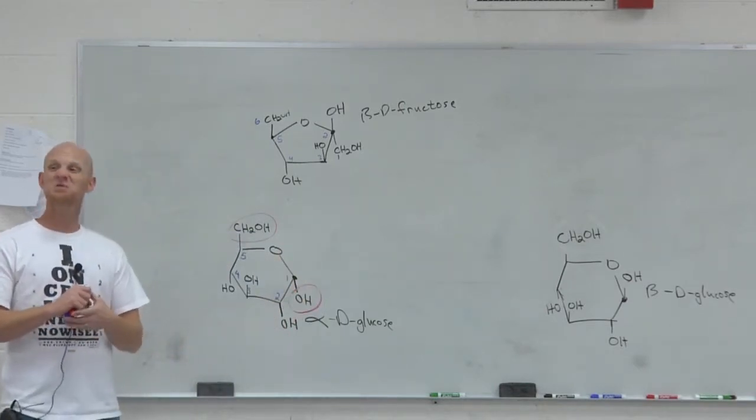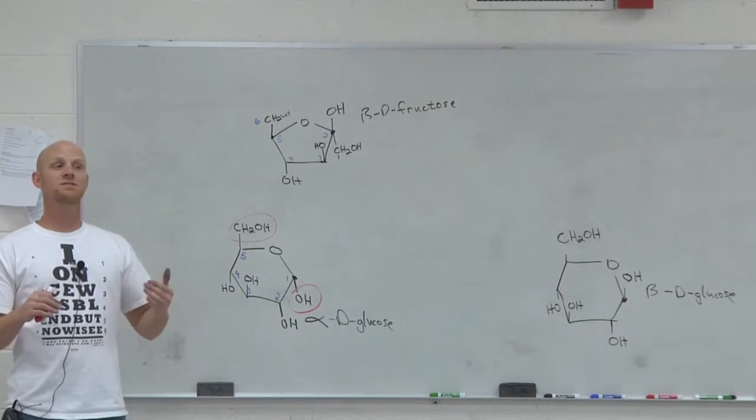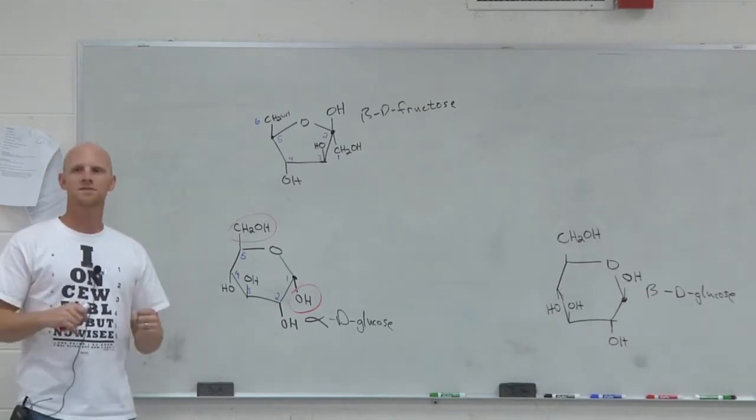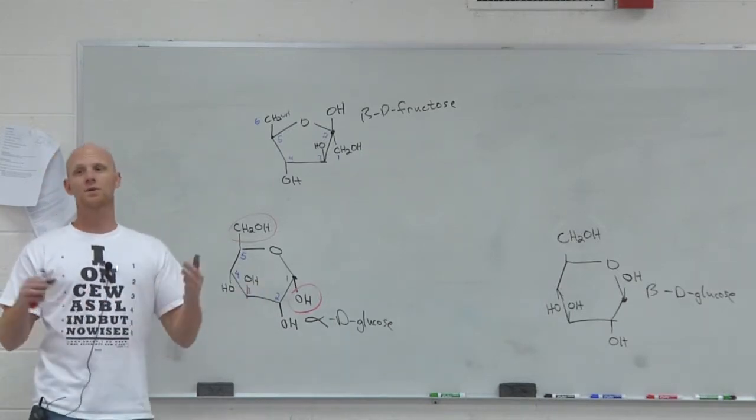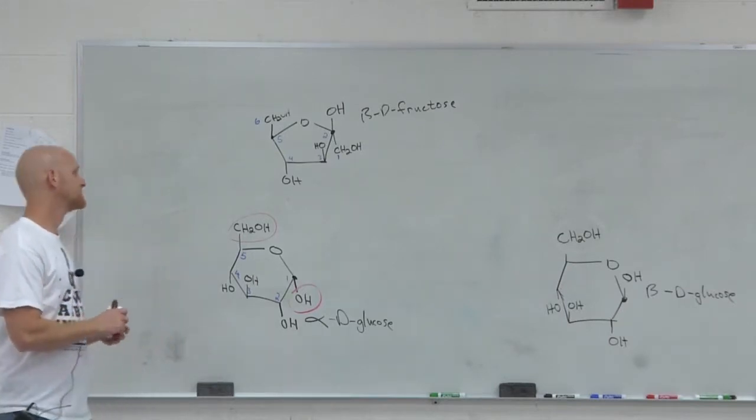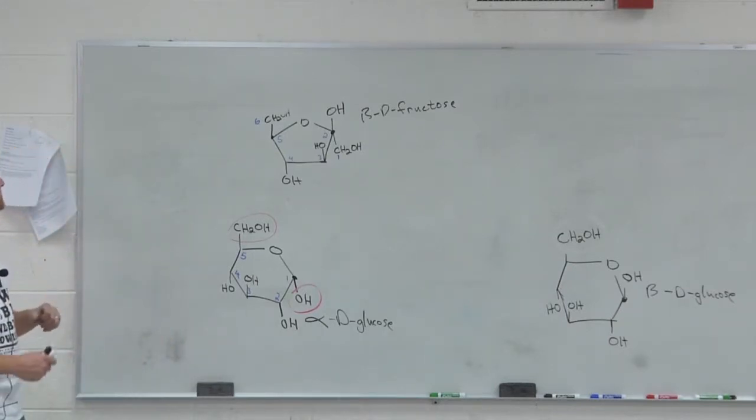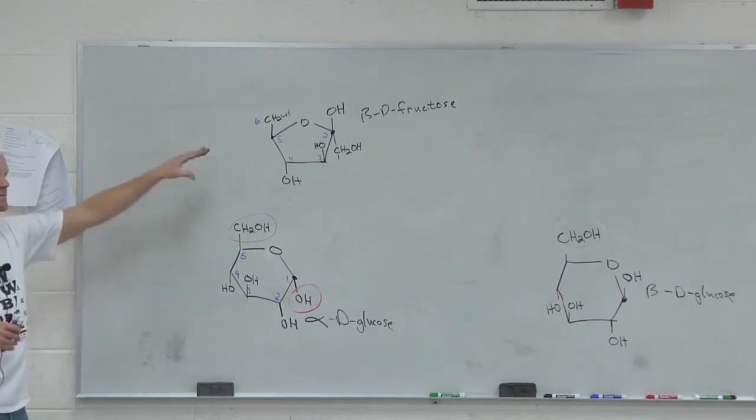I would know glucose's structure for sure. If any others she mentioned might be good to know those. But obviously, we can't expect you to know every single sugar's structure. But definitely know D-glucose and D-fructose. Know how to make them alpha and beta.